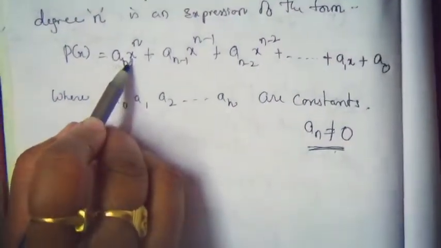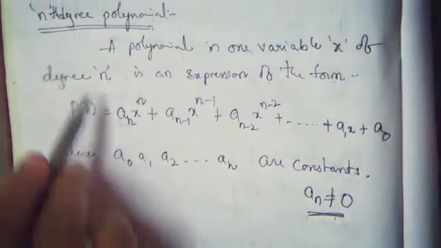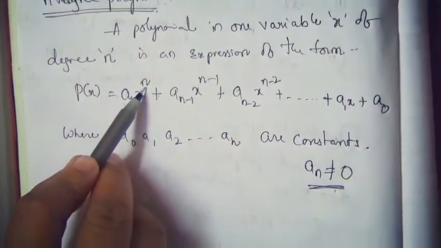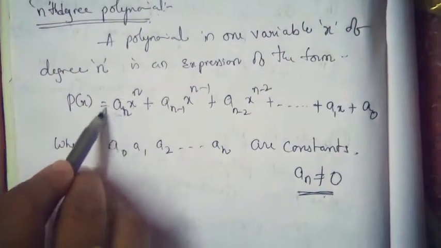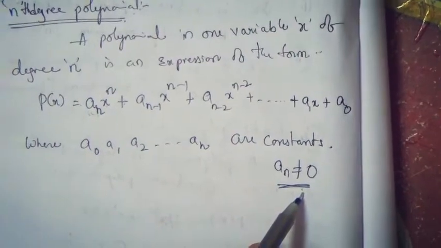Why? Because here the power n should be there. Nth degree polynomial means the highest power should be n. Hence an should not be equal to 0.